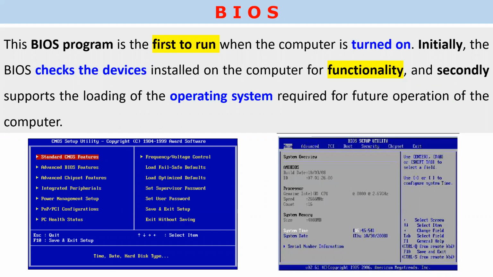For the BIOS interface, you can open it by clicking the delete key. Once you switch on the computer, immediately after switching on, it will give a message like press del key.